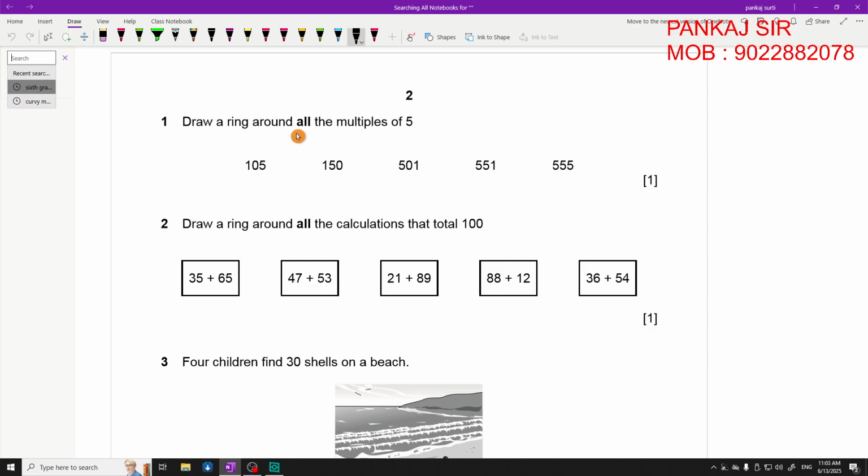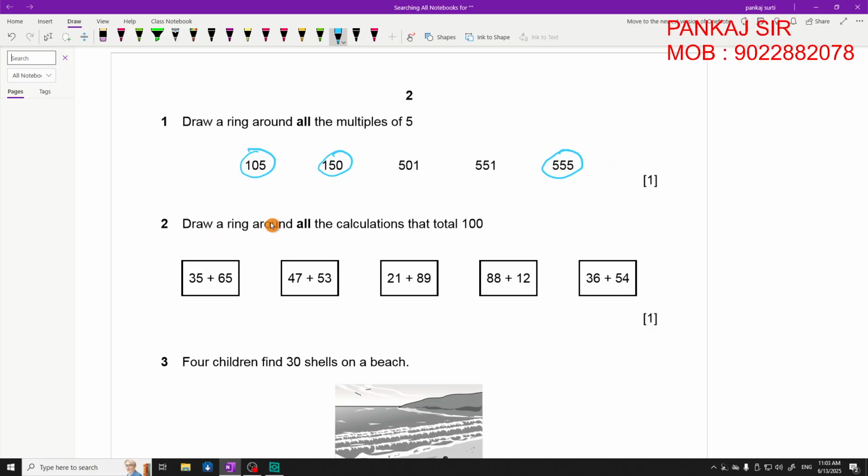So I can round this 105. I'll be rounding 105 because it is ending with a 5. I'll round 150 also because it is ending with a 0. I will not round 501 because it is ending with 1, not even this. And 555 also I will round because it is ending with a 5. So the concept was all the multiples of 5 will end either with a 0 or a 5.